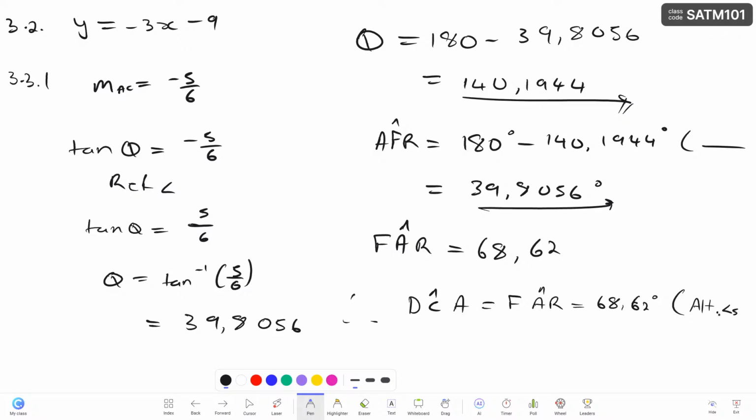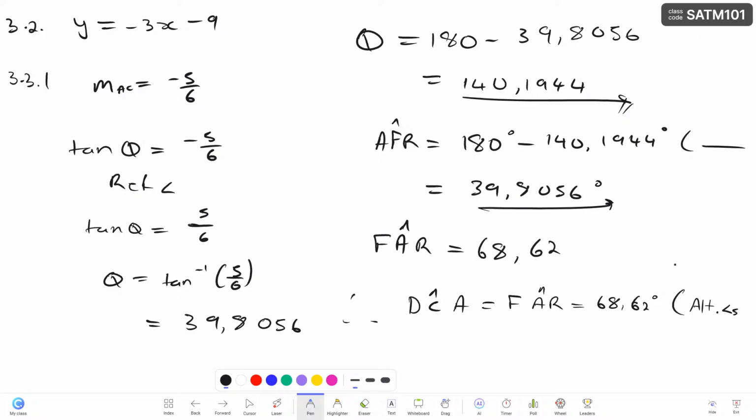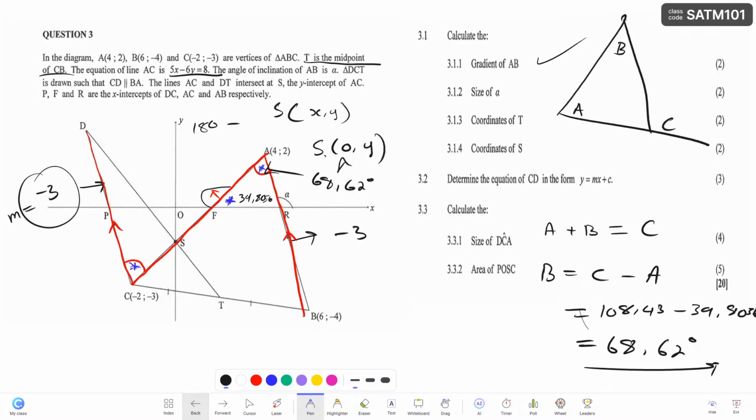Then when you say alternate angle, why do you say alternate angle? Because we have two lines that are parallel. So you're going to say DC is parallel to AB. You also need to include this one: DC is parallel to AB. That's why I'm saying we have alternate angle. So that's how you get our angle. So okay, let's move to the next question. If you don't understand, please don't keep quiet. I'll try to re-explain.